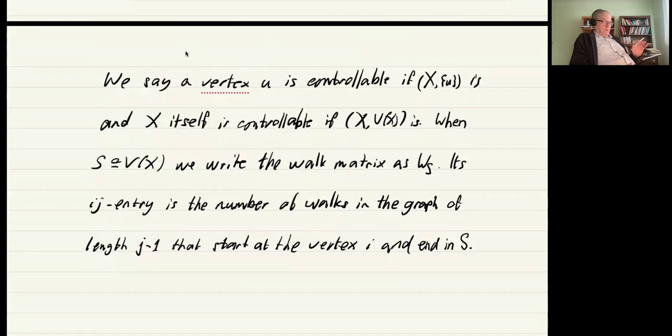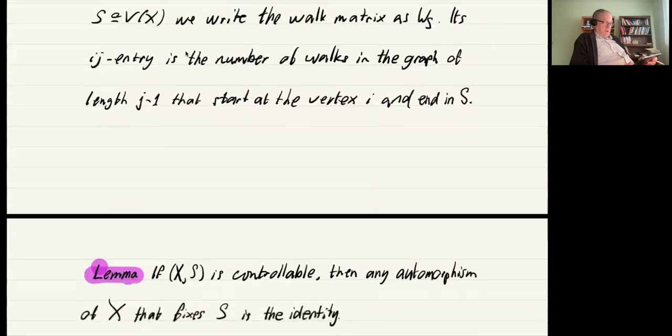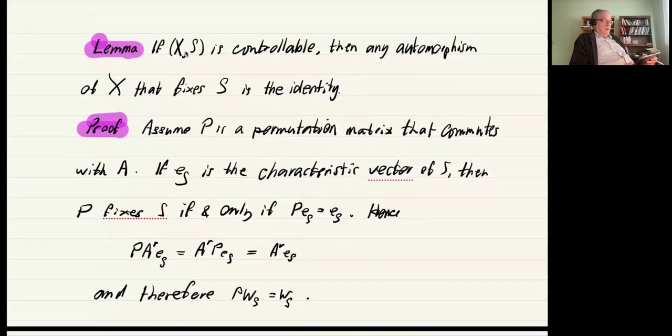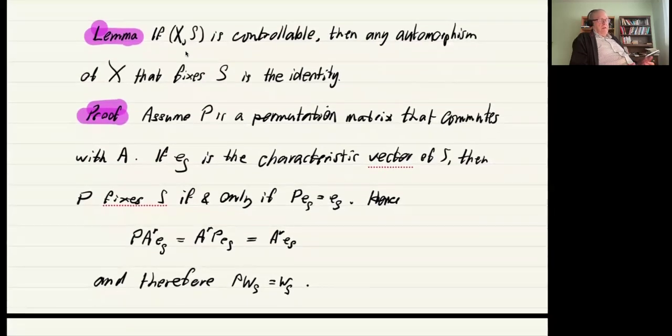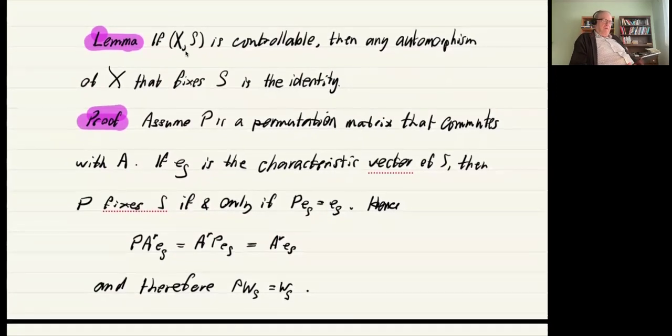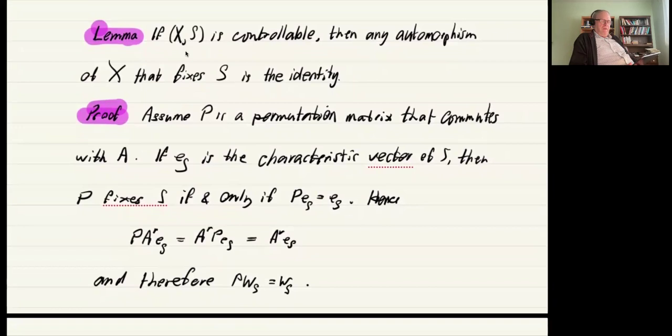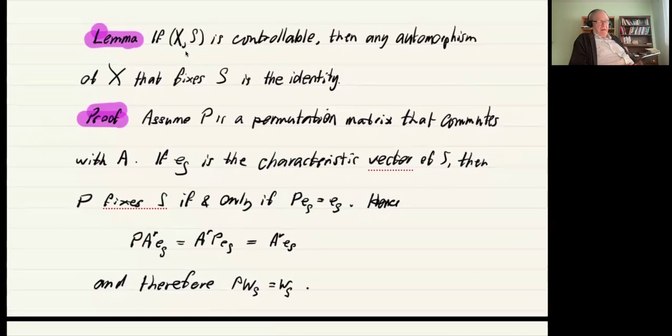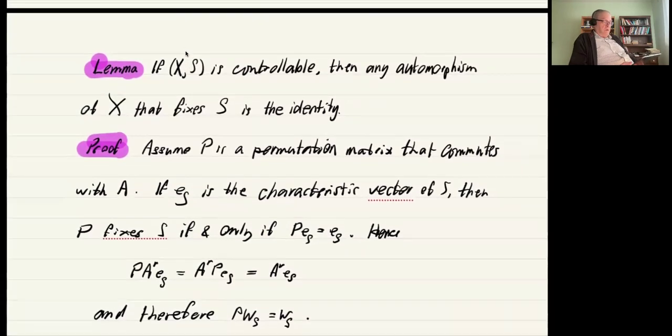Okay, so we've got controllable vertices, and I'm promising you, according to Babai and Tuttle, there are lots of them. And so I need to establish some properties. Now, random graphs are asymmetric. The probability that a random graph has a non-trivial automorphism goes to 0 as the size of the vertex set goes to infinity. Now the same thing is true for controllable graphs. If (X, S) is controllable, then any automorphism of X which fixes the set S is the identity.